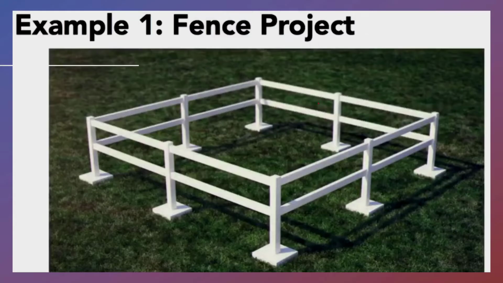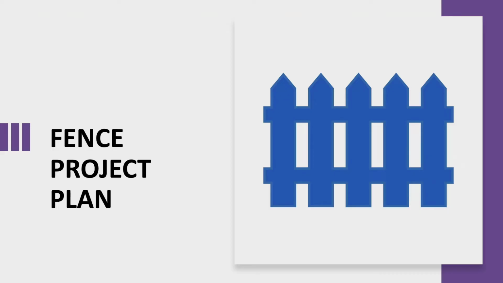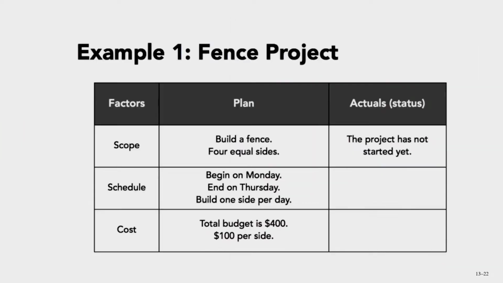The example of the fence is that we have a project to build a fence with 4 sides. As with any project, we need to develop a project plan to build the fence. So what will we do in a project plan? First, we define the scope. The scope is to build a fence with 4 equal sides.